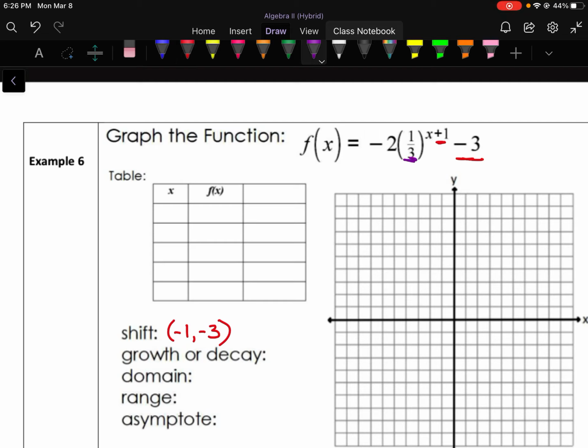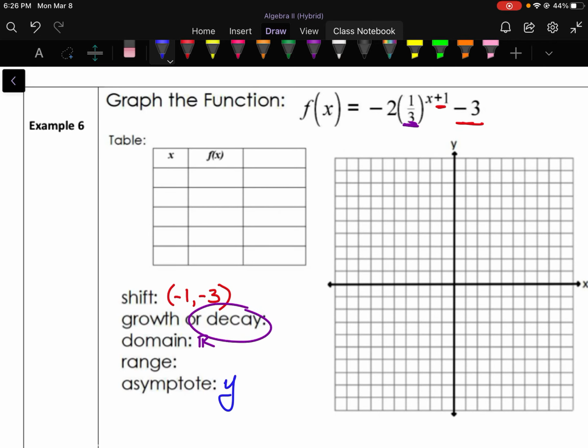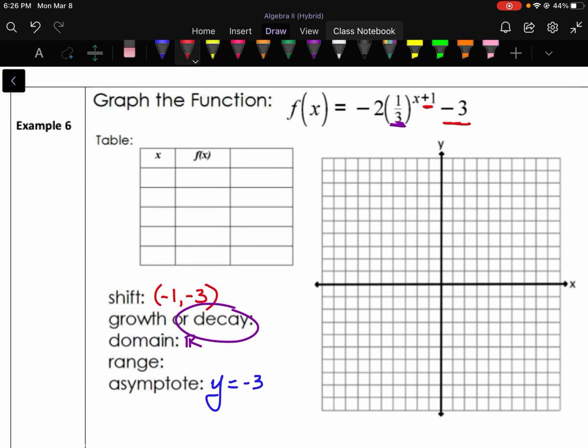So you still look here at b to identify growth or decay. 1/3 is less than 1, so we have decay. My domain, all real numbers, that's not going to change. My asymptote always comes from k, so we would say that y equals -3. So if I plot my shift really quickly, I'll draw a point there and make a horizontal line through it. There is that asymptote.